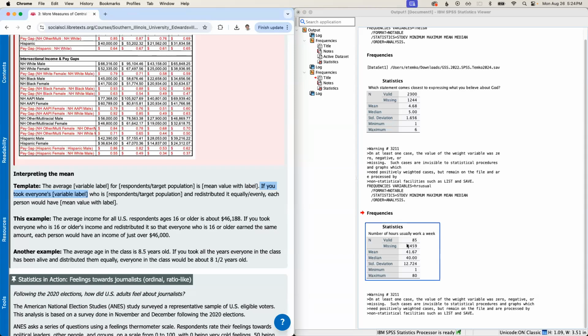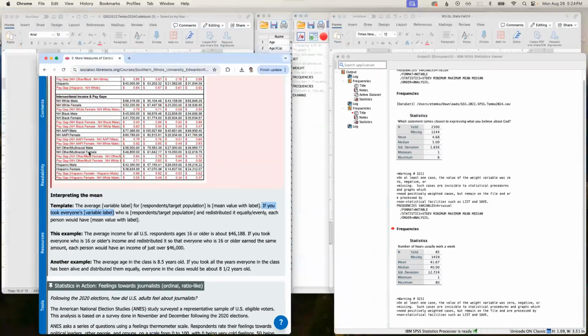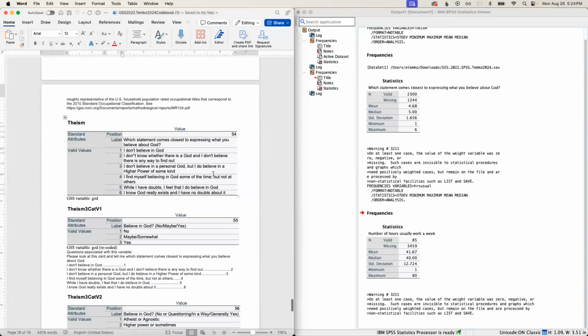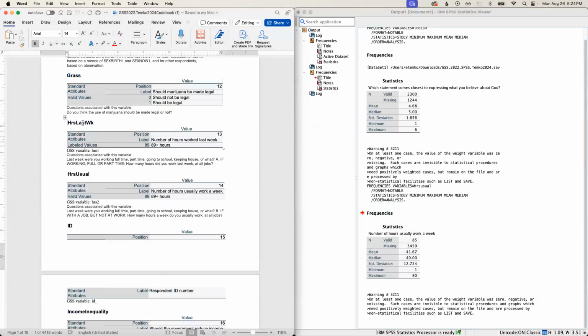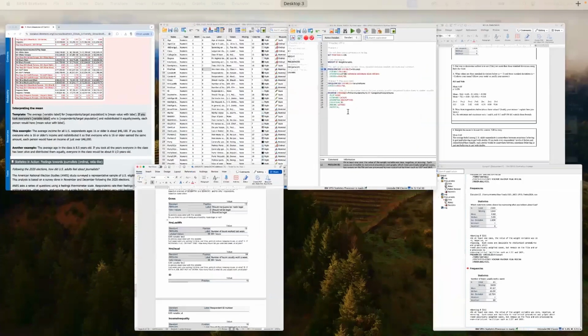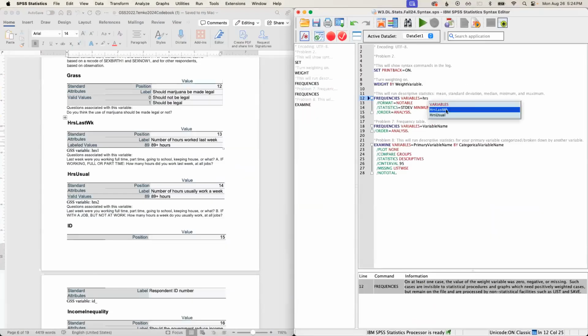I notice here that a lot of the cases are missing, which means we probably don't have good data for this for some strange reason. Let's check instead of hours usual then, because that's a little fishy to me. Let's try hours last week instead and see if that has less missing data.